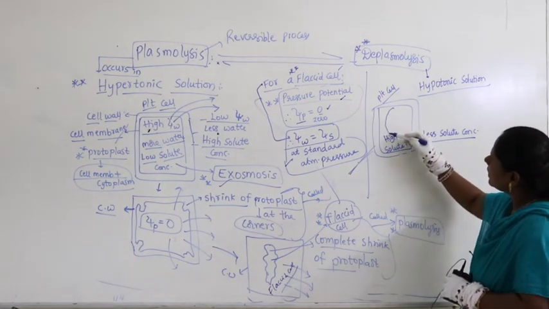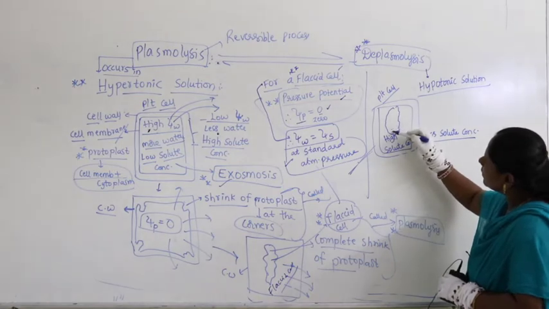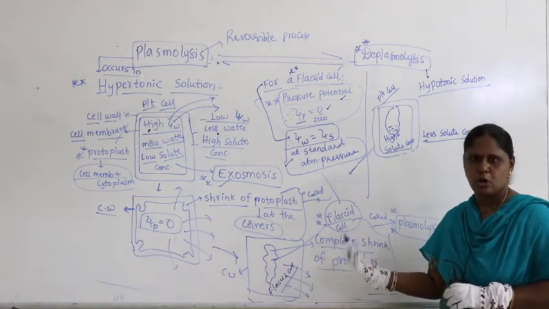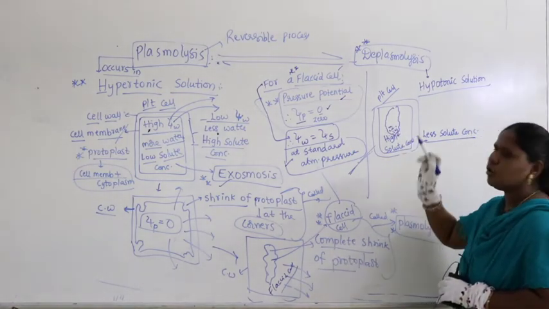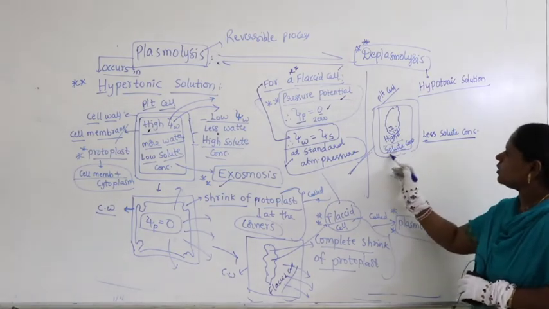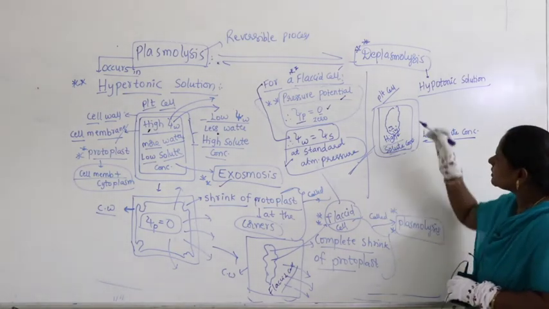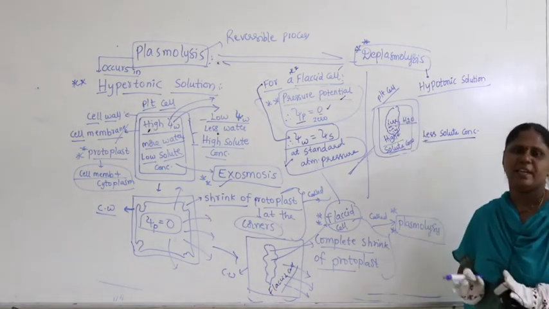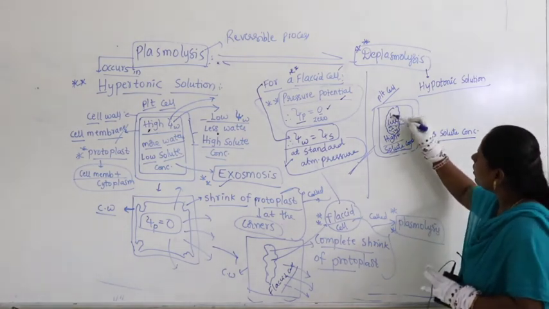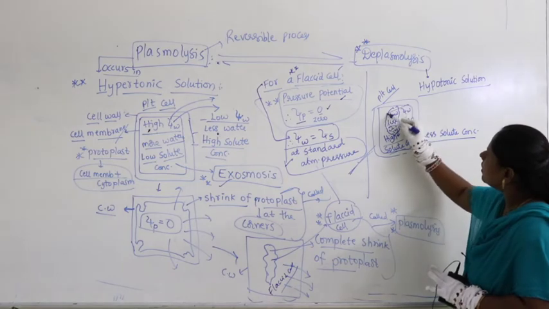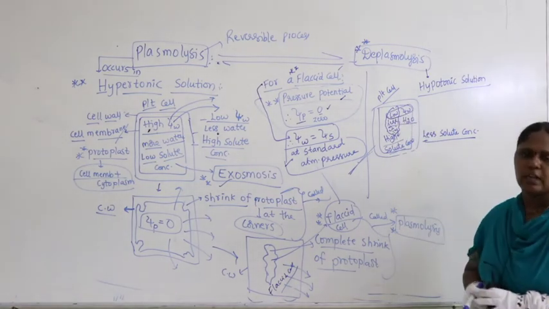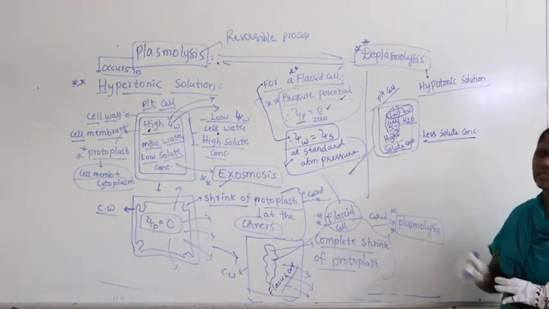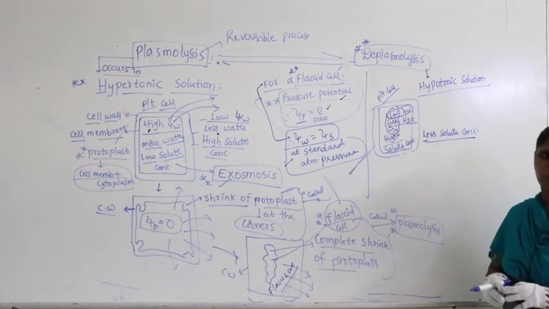So, here you can see complete shrinking of the protoplast, but inside you find more solute because water has continuously gone out, water totally lost. Inside you find high solute concentration. When high solute is there, automatically you find less water. We find very, very less water, and what you find? A low water potential. Low water potential, where? Within the flaccid cell. This is complete shrinking of the protoplast. We are taking a flaccid cell and keeping it in hypotonic solution.